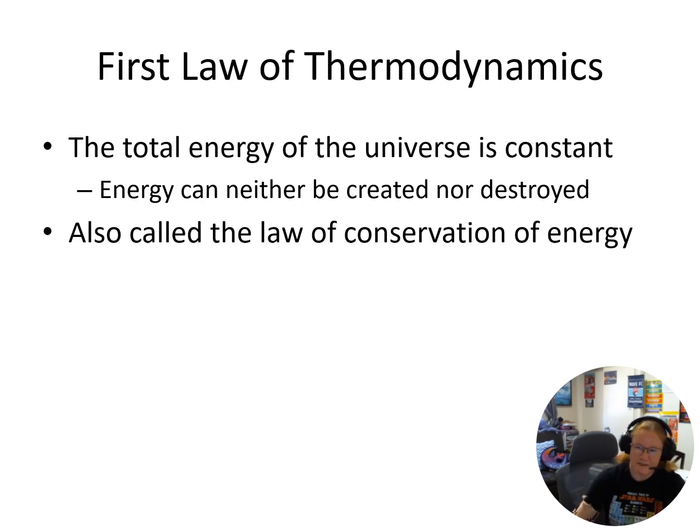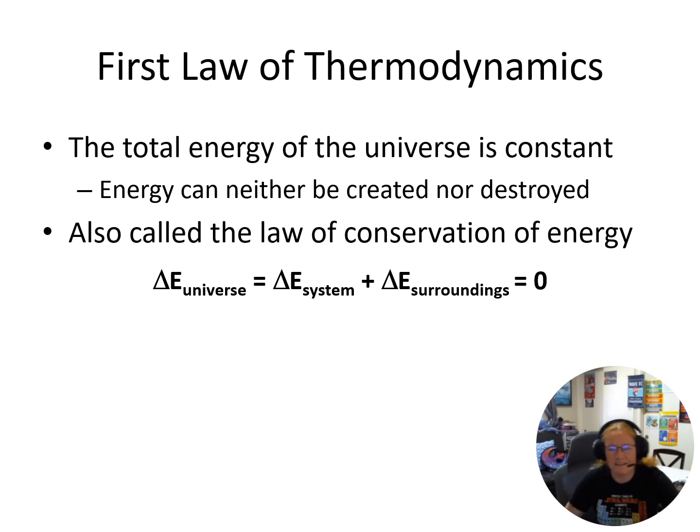Okay? So our first law of thermodynamics says that the total energy of our universe is constant. All right, so energy can neither be created nor destroyed. So we call this the law of conservation of energy. It's neither created nor destroyed. It's just transferred. And it looks like this. Okay, the delta E of the universe, the change in energy of the universe, is equal to how our system changes and how our surroundings change. And so that has to equal 0.